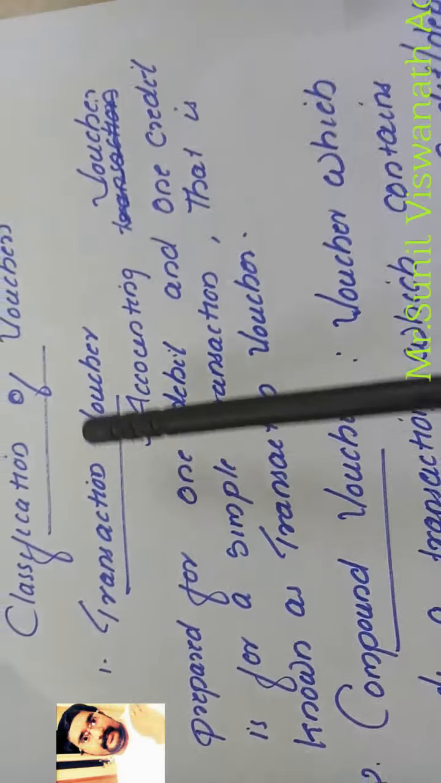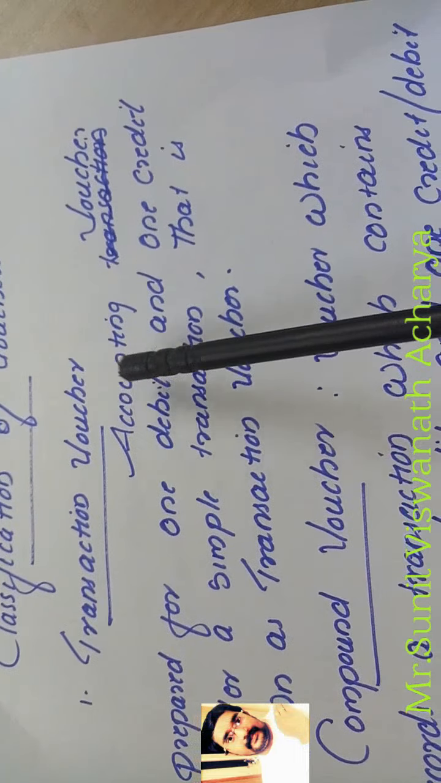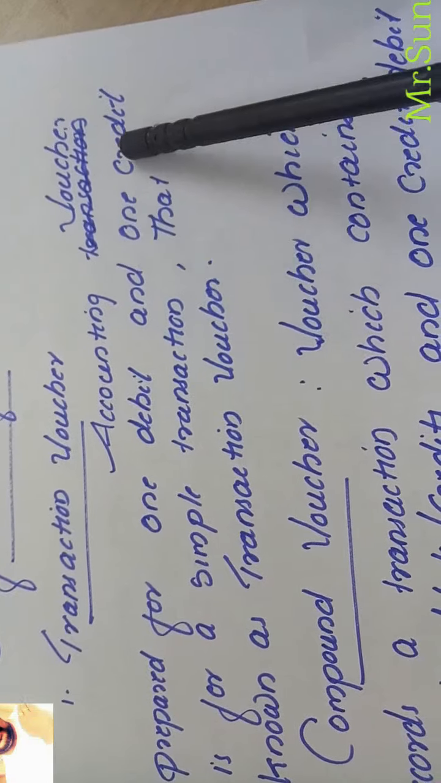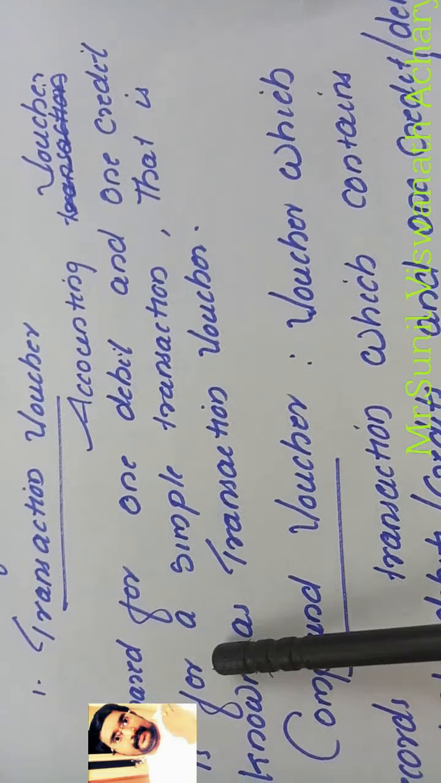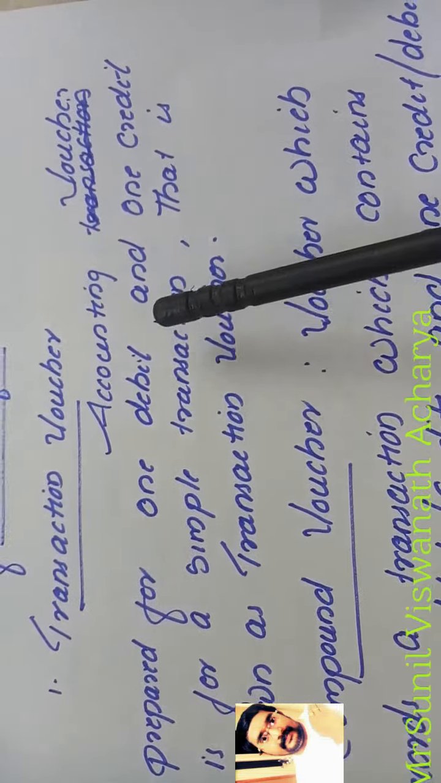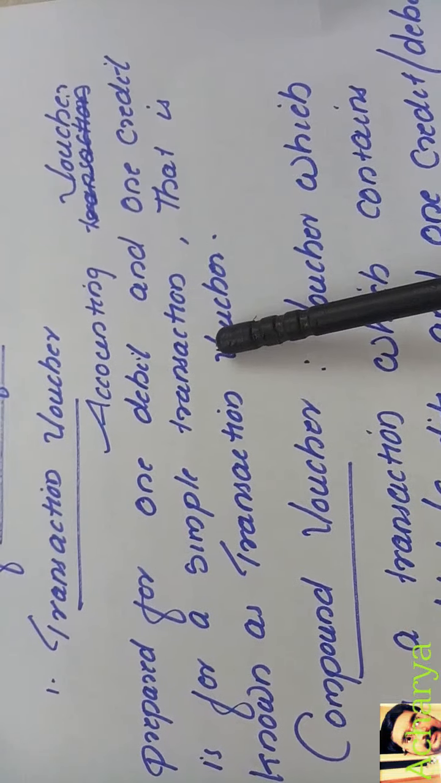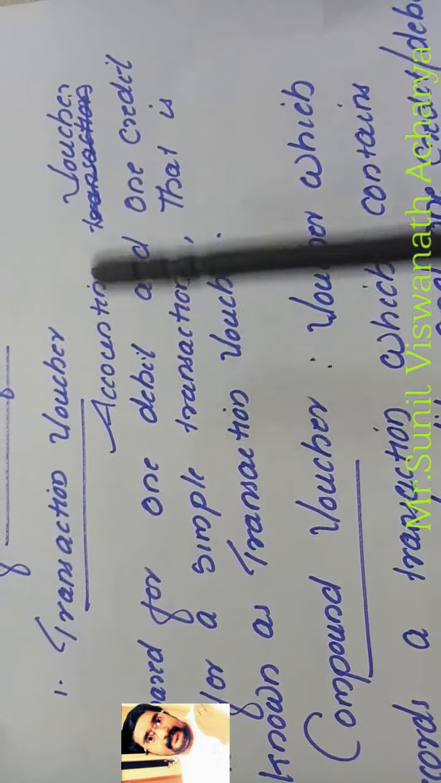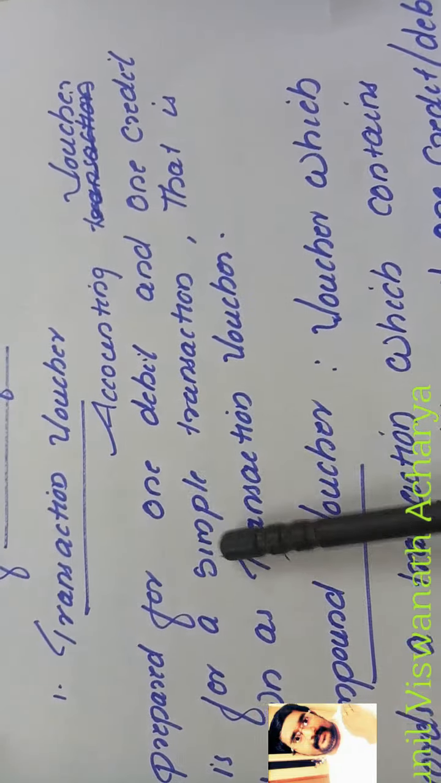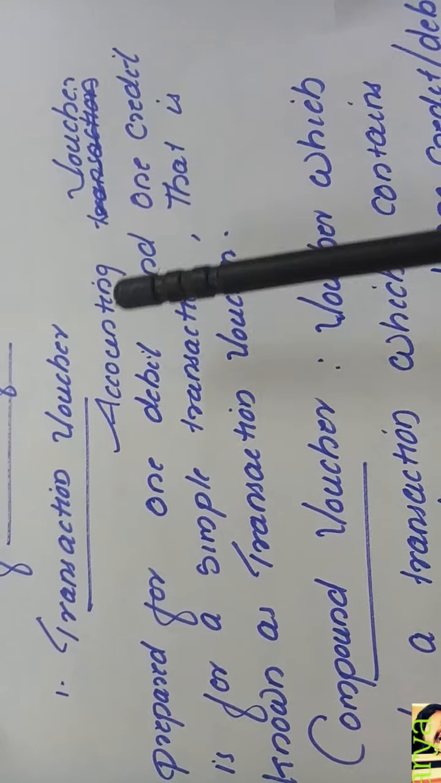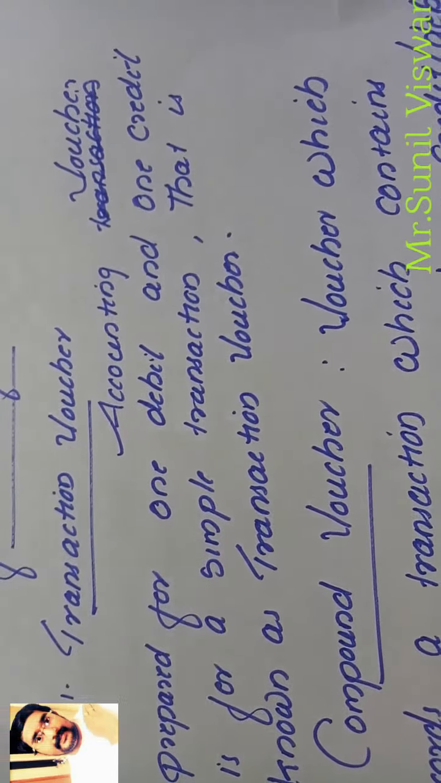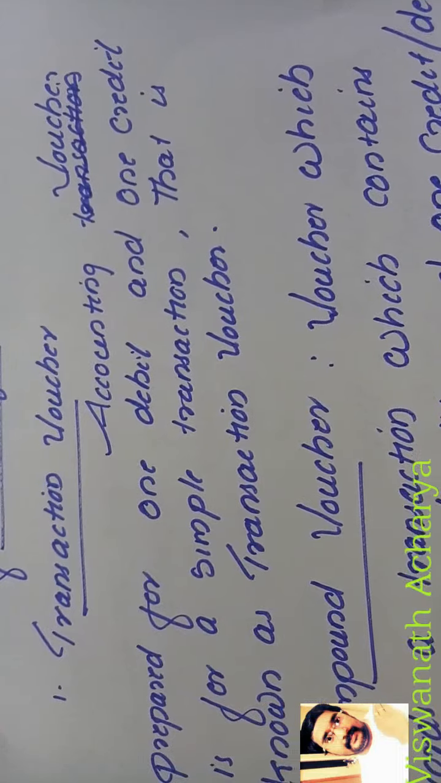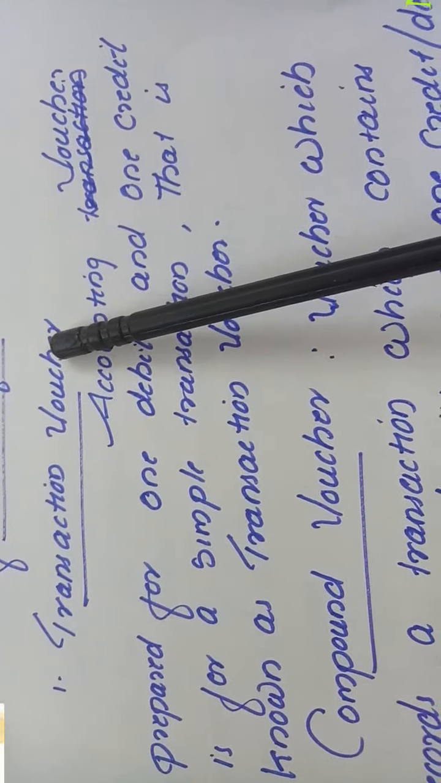First we will discuss the transaction voucher. A transaction voucher is an accounting voucher prepared for one debit and one credit, for a simple transaction. In this voucher we record only one debit account and one credit account. Normally it is for a simple transaction: one debit and one credit in one transaction. Such a transaction is recorded in a voucher known as a transaction voucher.